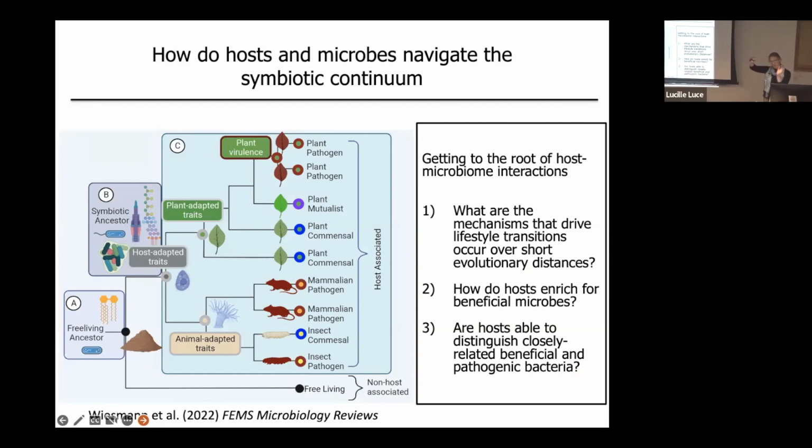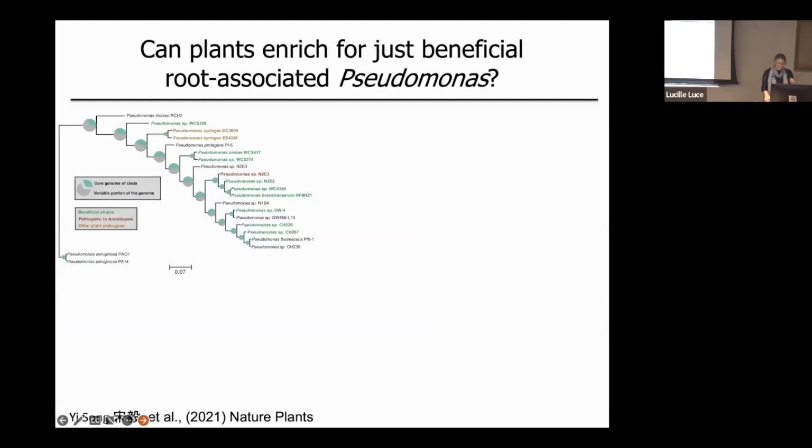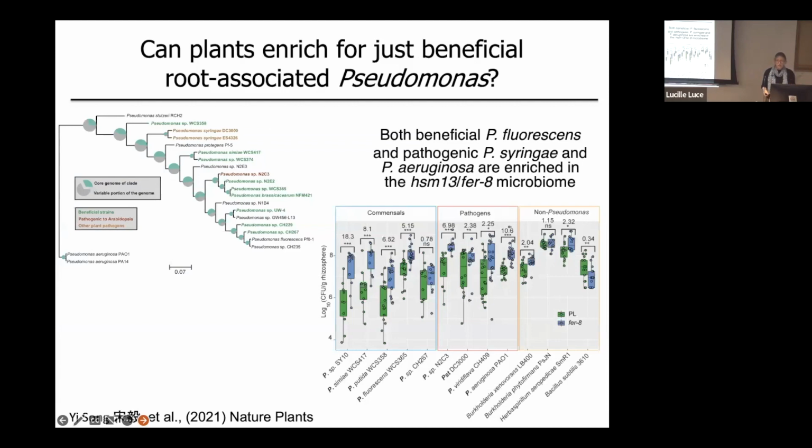So I have Pseudomonas as one group that's all beneficial, and then Pseudomonas where we have pathogens and mutualists that are super closely related. And so a question that I think naturally follows is, can plants tell these apart? When they're enriching for Pseudomonas, are they able to just enrich for the beneficial ones? And so we first asked this using our FERONIA mutant to ask, in this mutant, are you only enriching for beneficial Pseudomonas? And so here we have Pseudomonas commensals, Pseudomonas pathogens, and then non-Pseudomonas.